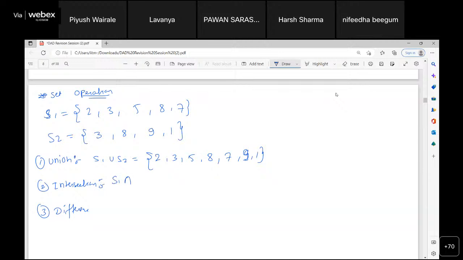What is S1 intersection S2? Common elements of both sets. Yes, so the common elements of both the sets, S1 and S2, that is 3 and 8. Right?